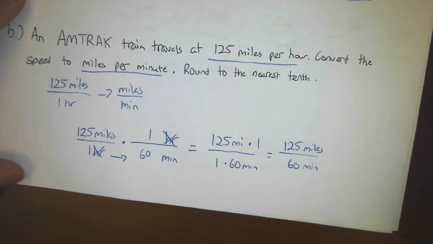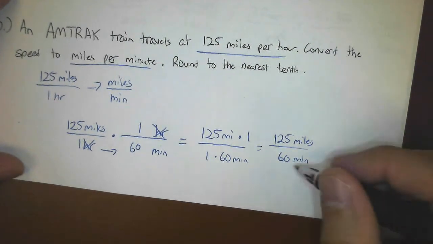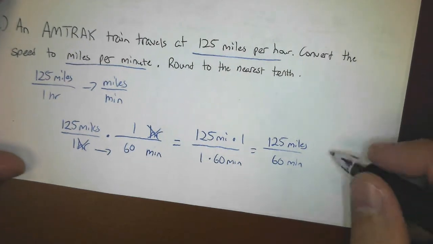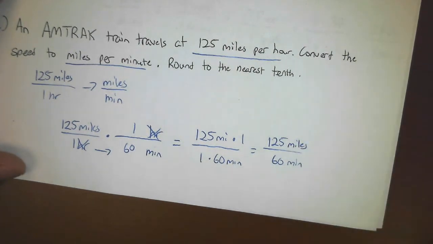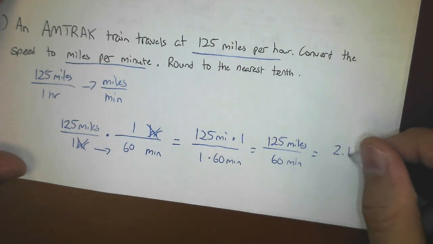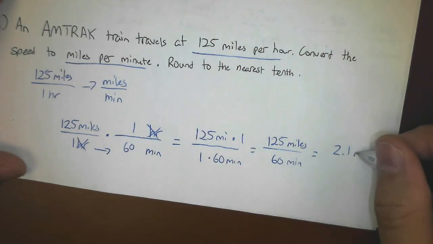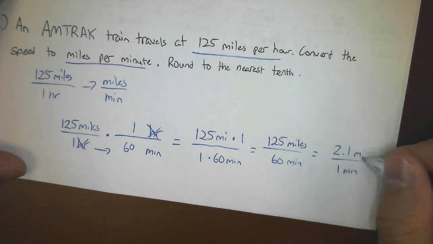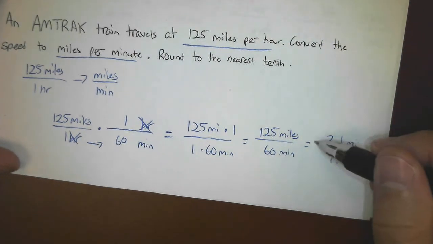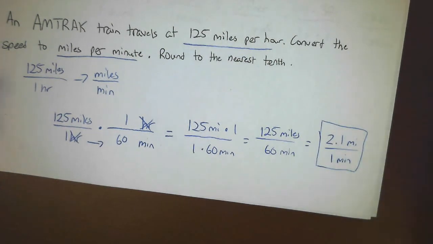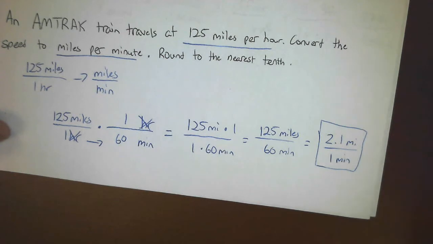And in order to get my denominator to 1, we need to divide by 60. So divide both top and bottom by 60, or 125 divided by 60 should give you 2.1 miles per 1 minute. Our denominator is now 1, and we have our answer.